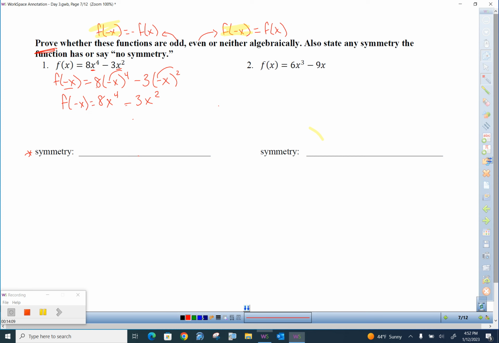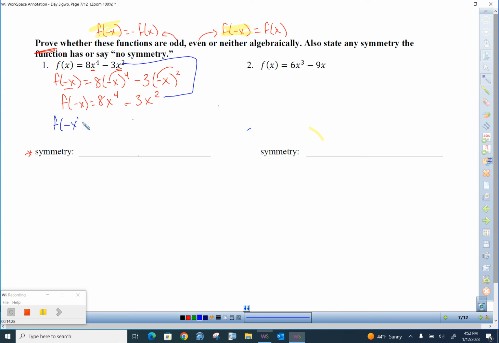Okay, what we're going to do is now compare that to f of x, because that's what we want to know. Is that equal to the opposite of f of x, or exactly equal to f of x? So looking at the original terms, they match exactly. Here's how you'll write it.